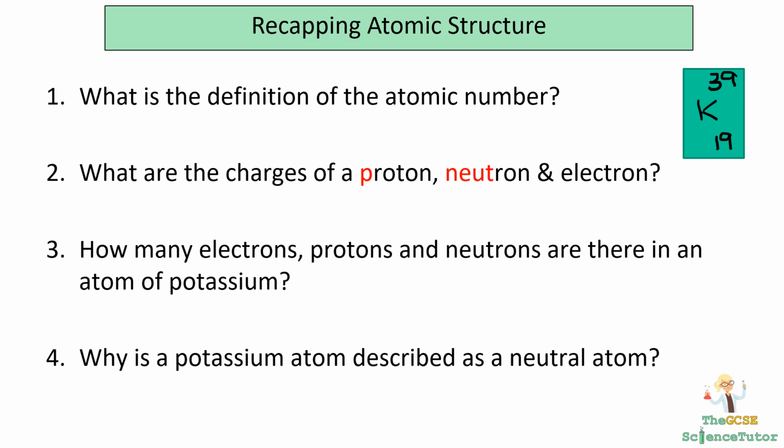Question 1. What is the definition of atomic number? Well, in fact, we can get the answer of this from our periodic table. If you look at the key, you will find the word atomic number with the word proton in brackets. That is actually telling us that the atomic number means the number of protons. And this is a definition you need to learn.